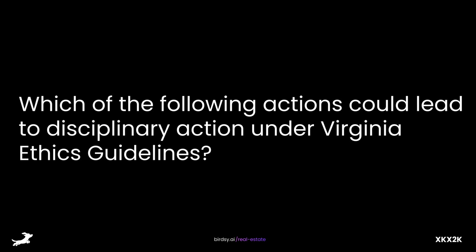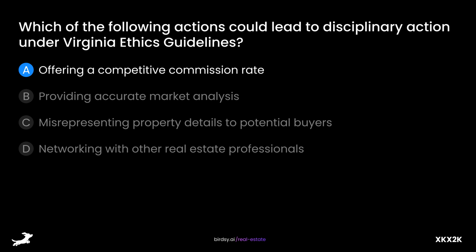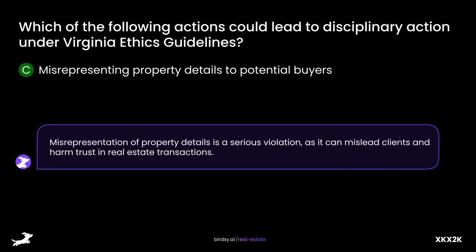Which of the following actions could lead to disciplinary action under Virginia Ethics Guidelines? Is it A, offering a competitive commission rate, B, providing accurate market analysis, C, misrepresenting property details to potential buyers, or D, networking with other real estate professionals? The answer is C, misrepresenting property details to potential buyers. Misrepresentation of property details is a serious violation, as it can mislead clients and harm trust in real estate transactions.